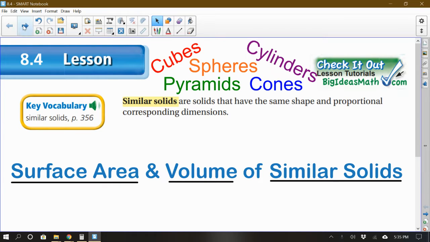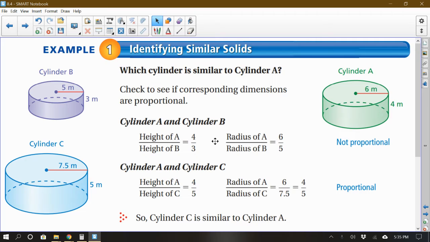Here we go. All right, here's an example. They're asking us which cylinder is similar to cylinder A. Here's cylinder A, here's B and C. So we're supposed to figure out which one of these is similar to A. What they've done is they've set up a proportion. A proportion is two ratios that we try to set equal to each other. And if they are equal, we call it proportional. And if they're not, they're called not proportional.